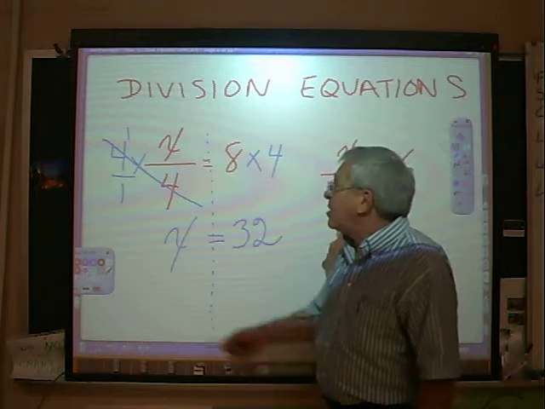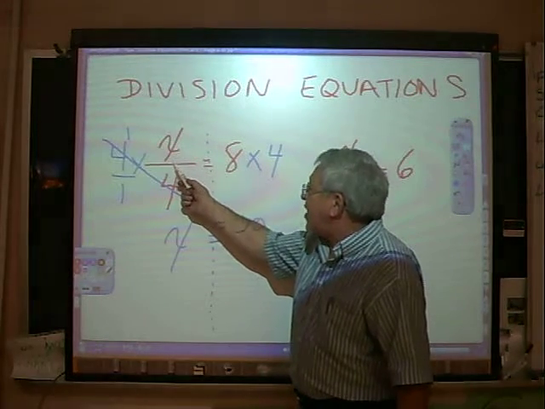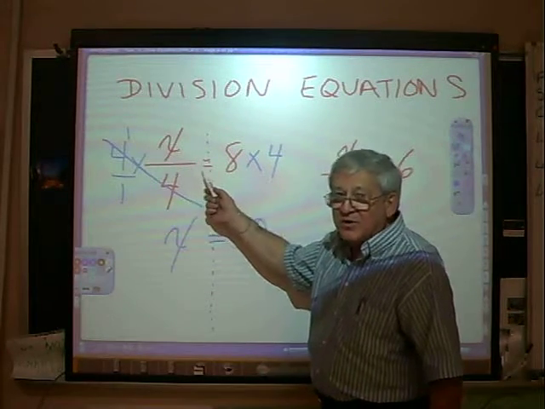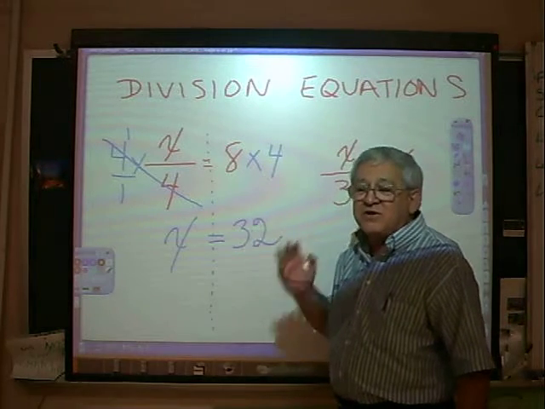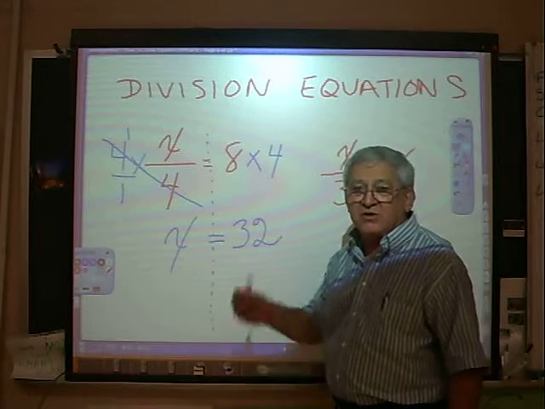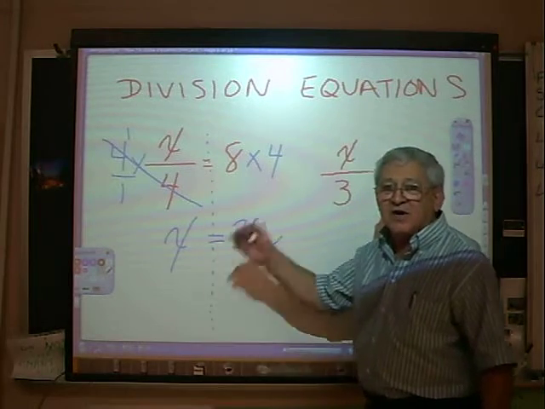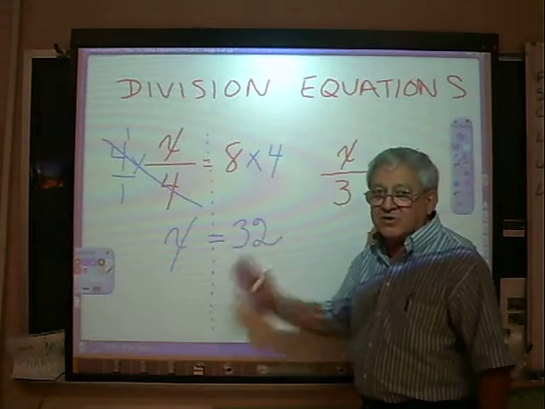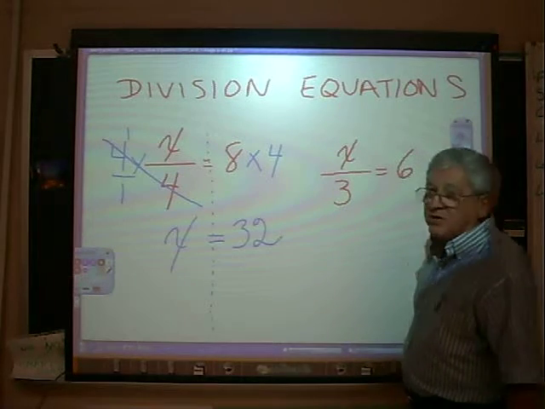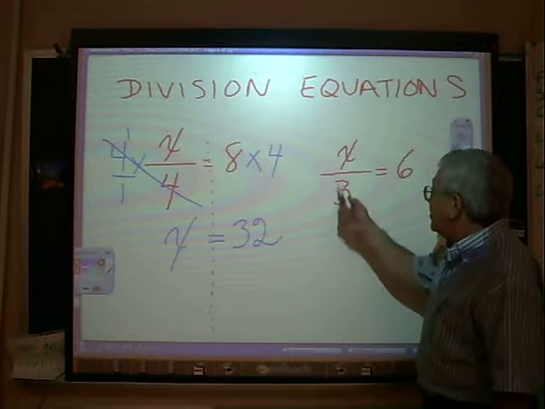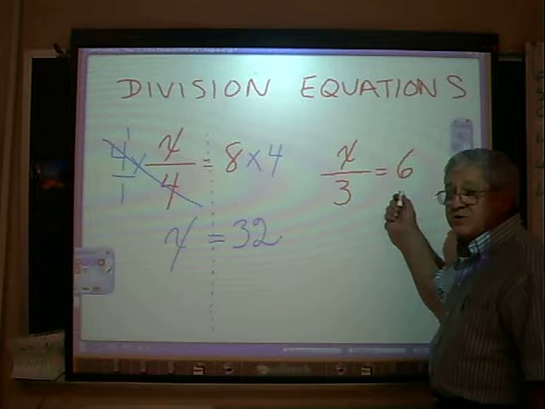Now I can check my work. 32 divided by 4 equals 8. Don't be tempted to skip steps. Do the work. Show the steps. Get it right every single time. Here's another typical example of a division equation. X divided by 3 equals 6.